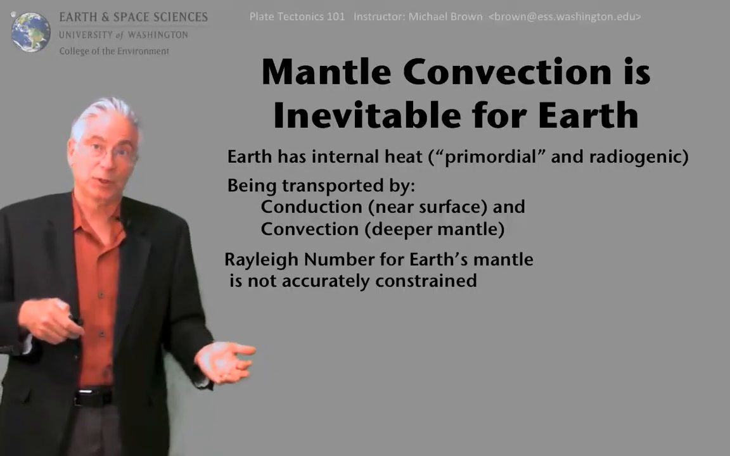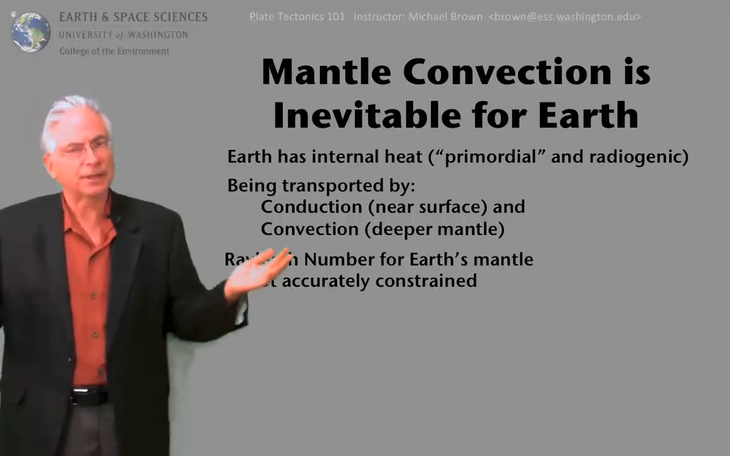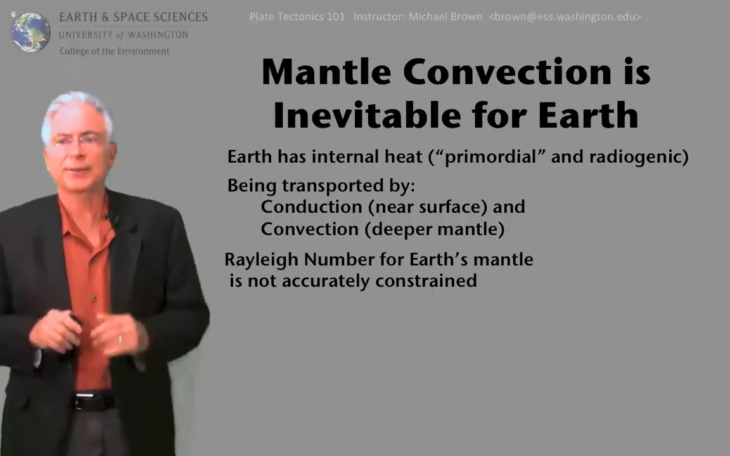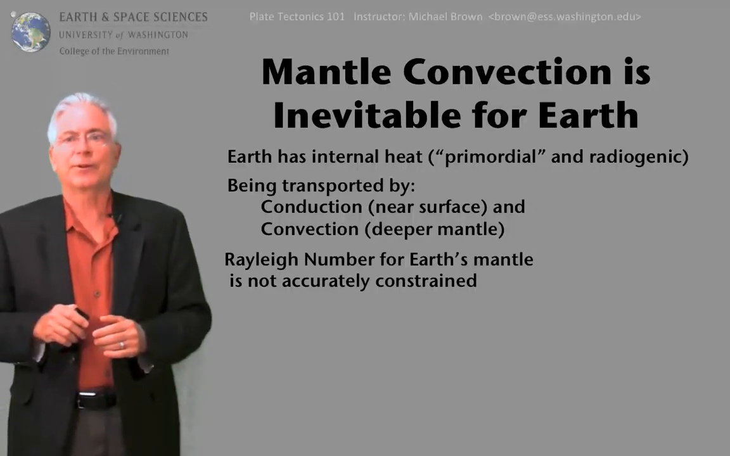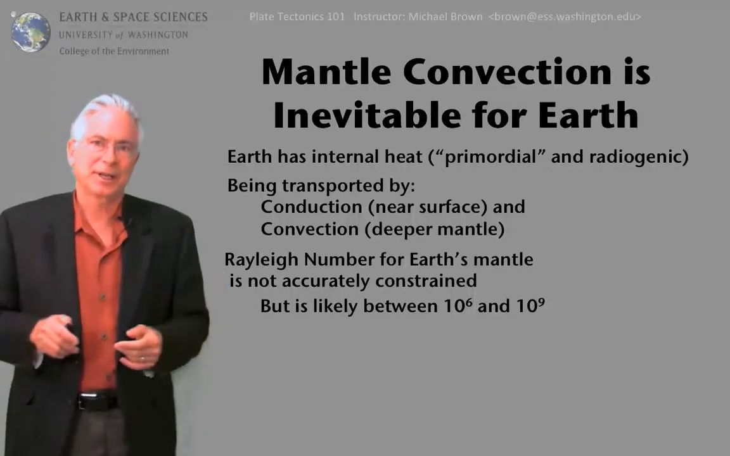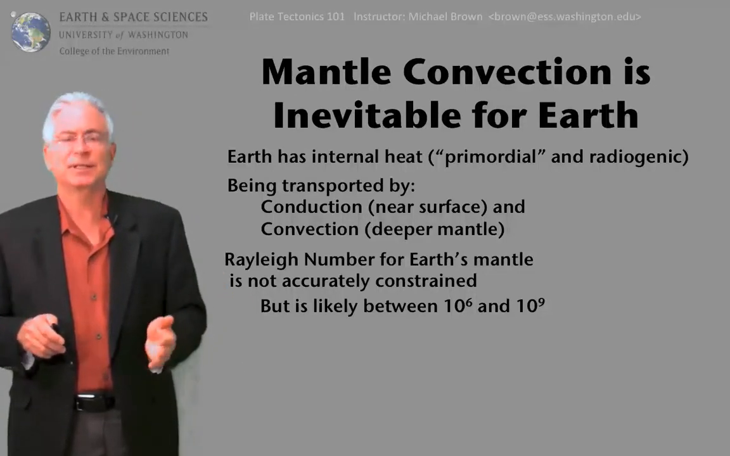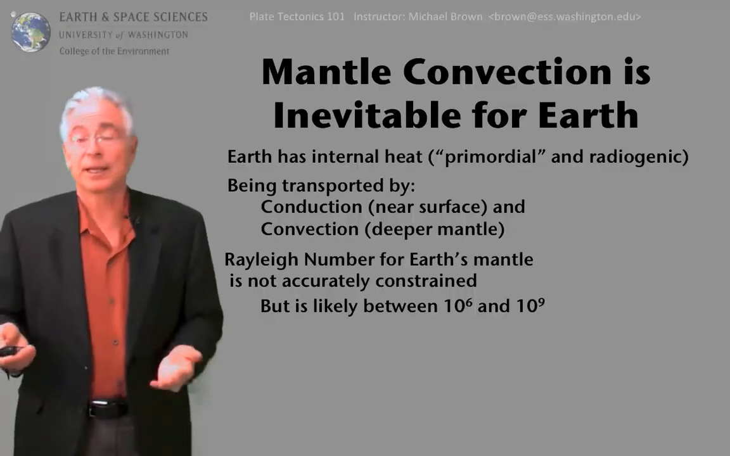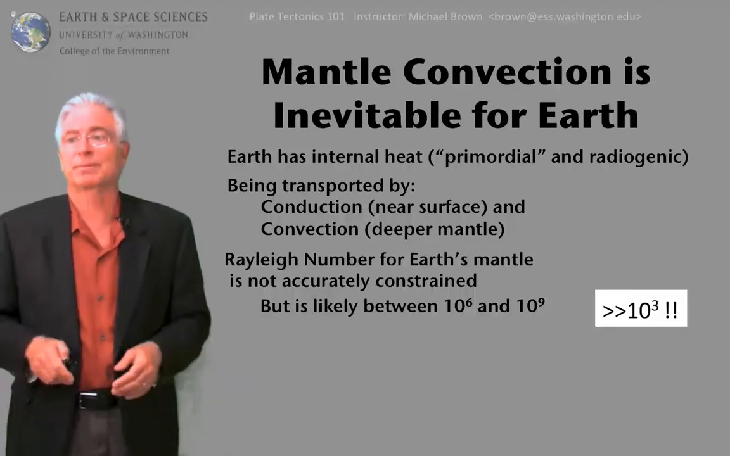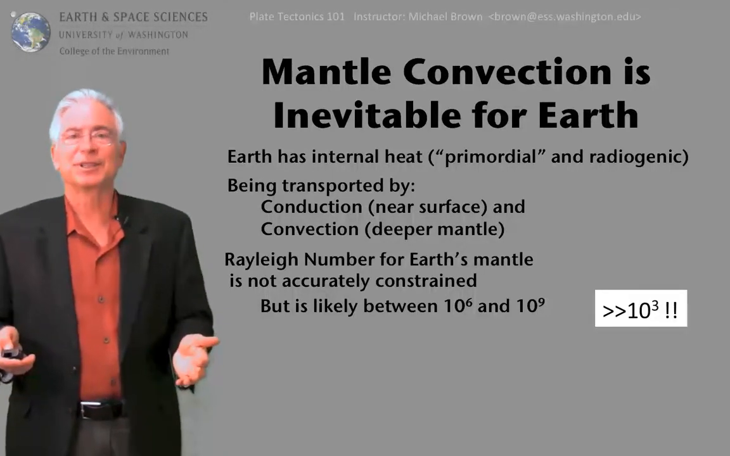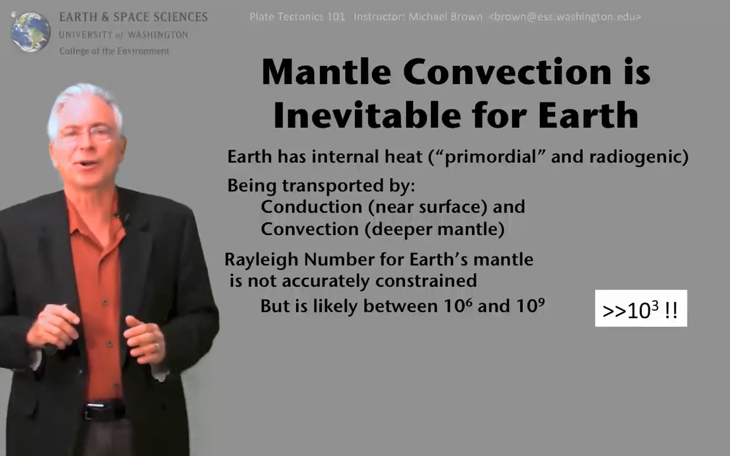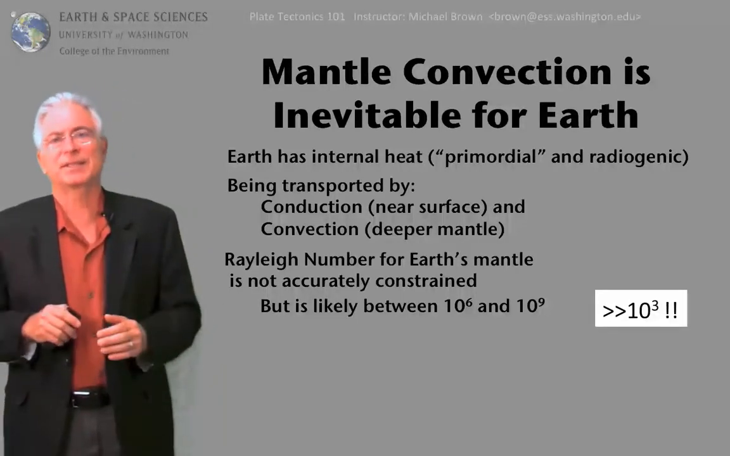So, for convection to occur, the Rayleigh number has to be greater than something like 1,000. The Rayleigh number for the Earth's mantle is not accurately constrained. However, it's likely large. No matter how you cut it, the Rayleigh number has to be somewhere between 1,000,000 and 1,000,000,000. Now, 1,000,000 and 1,000,000,000 are both very large numbers compared to 1,000. So even though we're uncertain about the Rayleigh number, we know it's very large. And because it's large, the mantle is convecting.